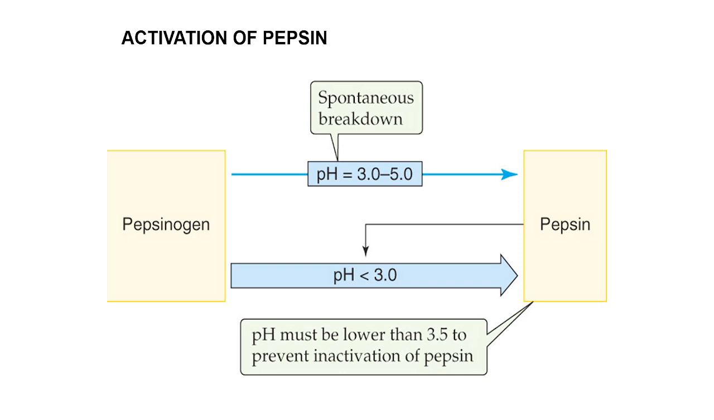So pepsin is secreted in inactive form and is activated by the acidity of the gastric juice. To prevent inactivation of pepsins, the pH should not drop below 3.5.